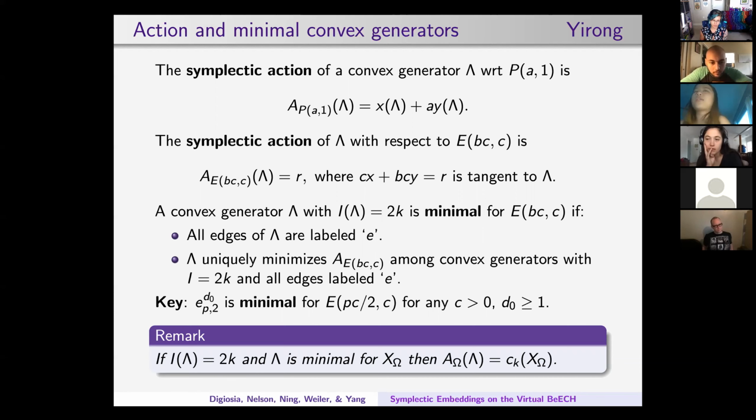The last thing I would say about the convex generator is that, in fact, if a generator is minimal for a toric domain and has index 2k, then its action with respect to this toric domain is equal to the kth ECH capacity of the toric domain, which was introduced earlier by Morgan.